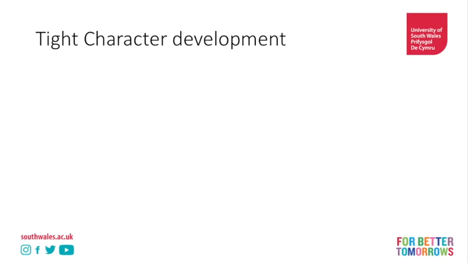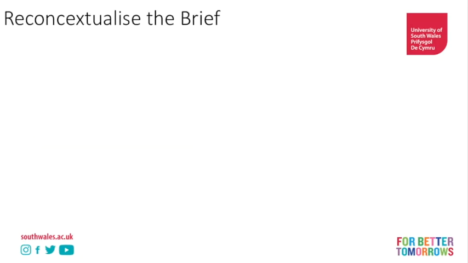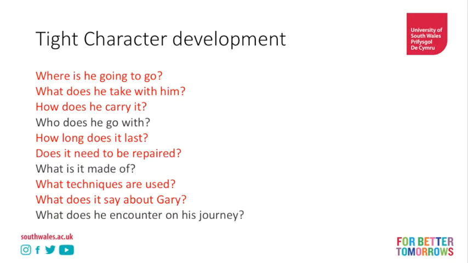So from that, we can go even further and develop our character. Where's he going to go as a climate refugee? What does he need to take with him now? How does he carry all this stuff? How long is it supposed to last? How long is the journey? What if it needs to be repaired along his journey? What techniques can we use that maybe Gary can engage in? What do the garments, what do the objects that he takes say about Gary? Now, that allows us to push against this. It really gives us some impetus for design and to produce some product.